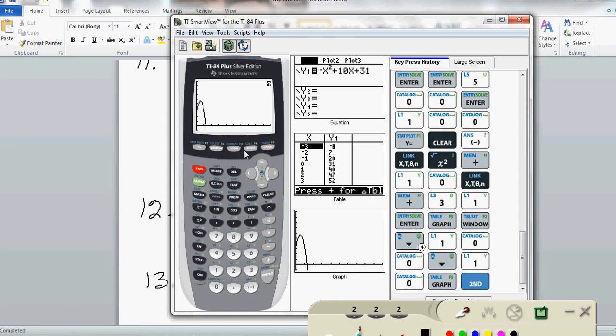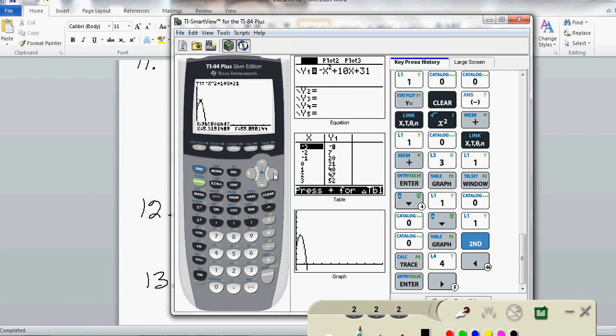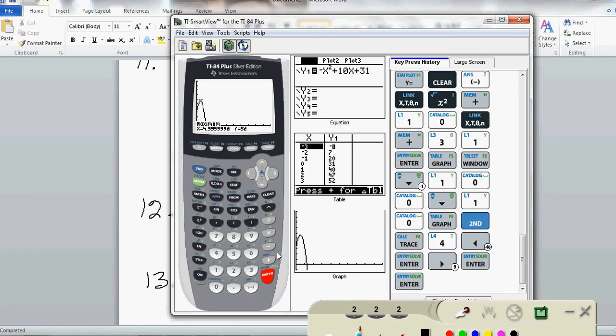So let's do a second calculate and do a maximum, option number 4. I need to be to the left of it, and realize it's quite a ways away. There it comes finally. Need to be to the left of it, so I'm slowly getting there. Okay, then I need to be to the right, and then I need to do a guess, and it gives me the answer 4.99999999656. So out of these, this is 5 and this is 56.